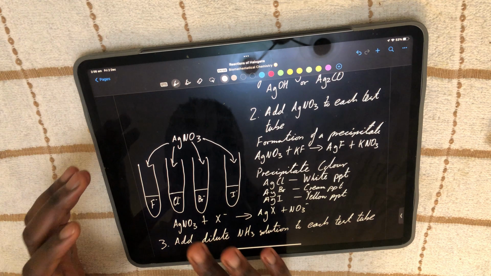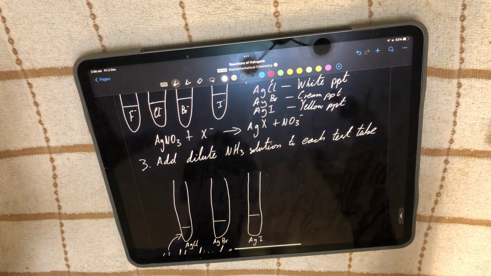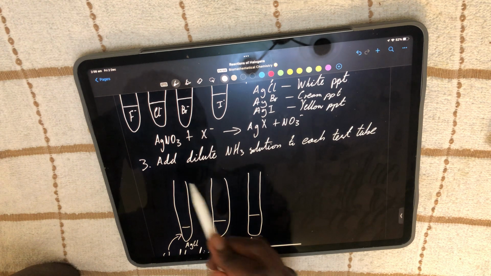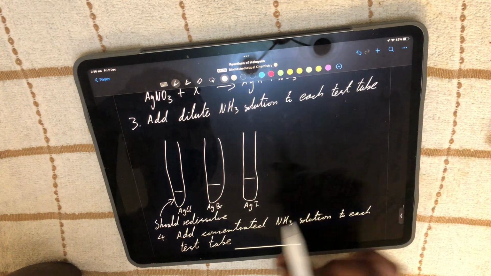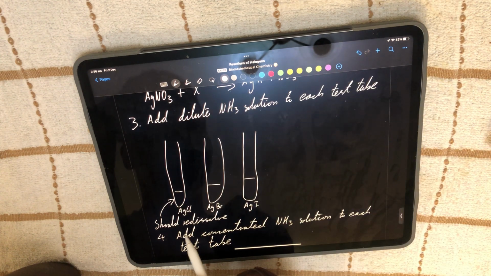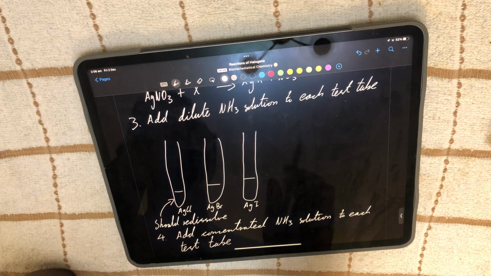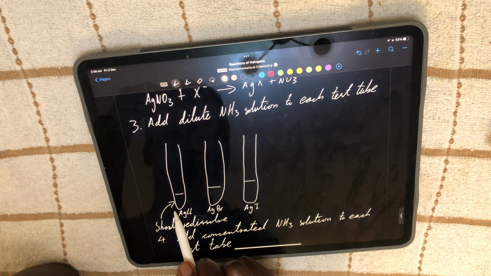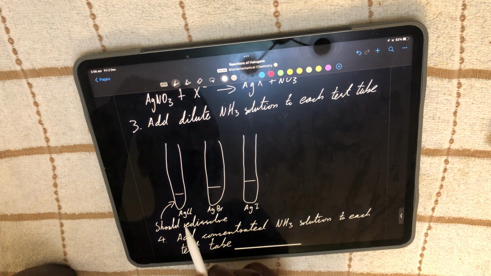As I said before, this can be very subjective. These colors can be subjective per person, but what isn't subjective is when you see it literally being dissolved in its solution. So step 3 would be to add dilute ammonia. First, we add dilute ammonia solution to each test tube, and we should see that the silver chloride would redissolve to be a colorless solution. But silver bromide and silver iodide shouldn't redissolve. So if we see this redissolve, we know that this must be AgCl.